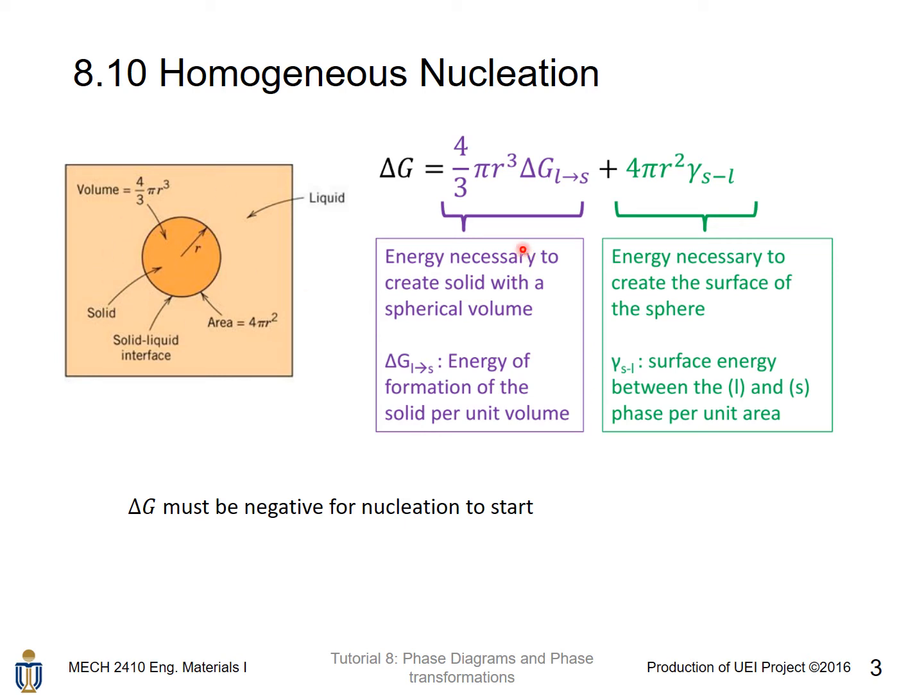And this one, delta G liquid to solid, is the energy of formation of the solid per unit volume. And definitely this is the volume of the grains of the nucleus. And here is the energy necessary to create the surface, the interface between the solid and the liquid. And this term, gamma S2L, is the surface energy between the liquid phase and the solid phase per unit area.